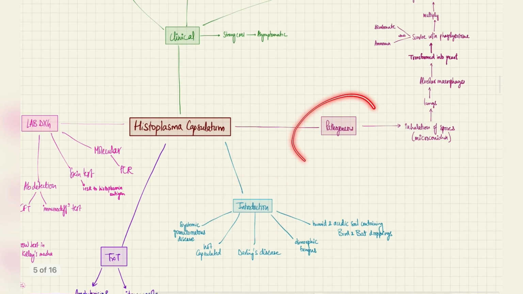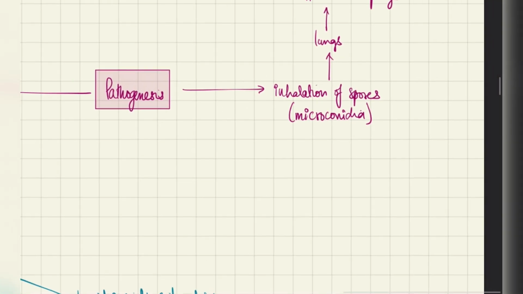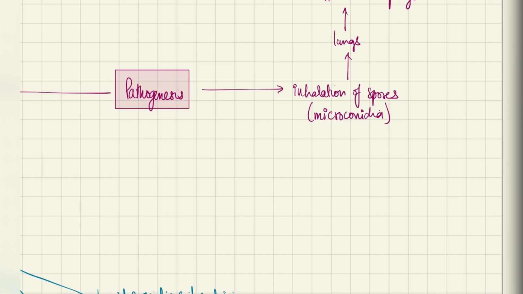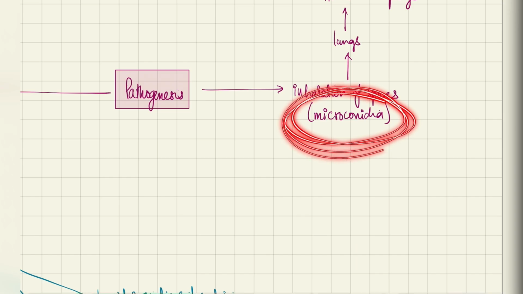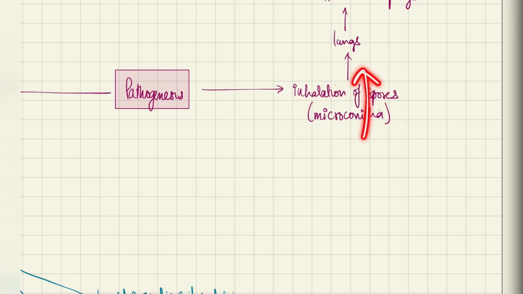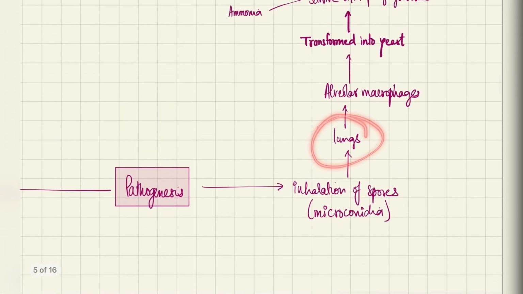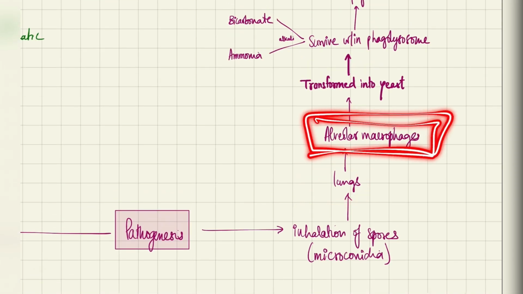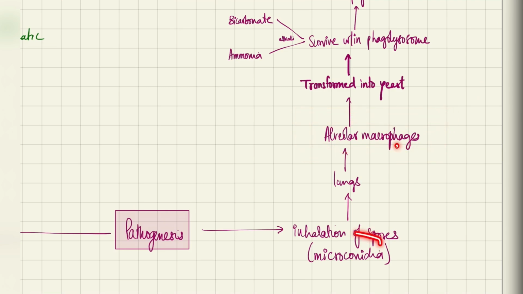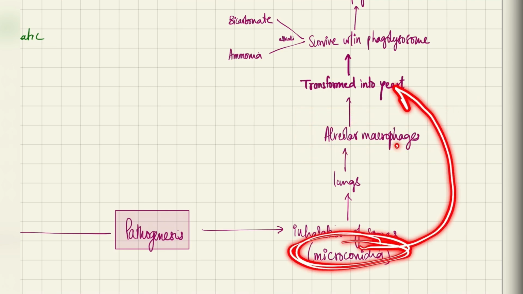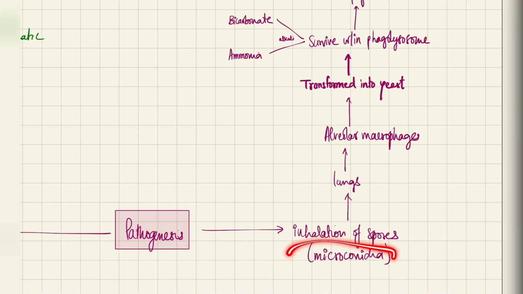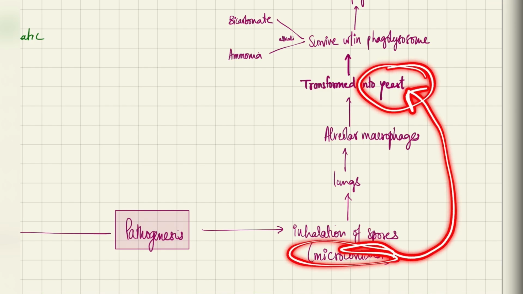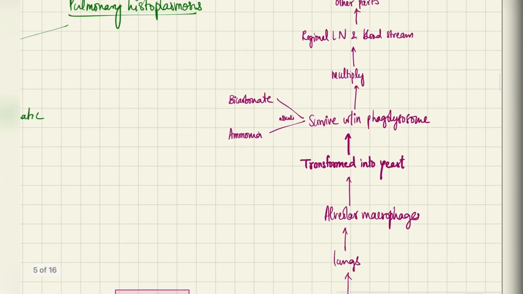After the introduction, let's start with the pathogenesis. This organism spreads through the inhalation of spores, and the spores are basically the microconidia. So there is inhalation of spores and they go into the lungs. In the lungs, they are ingested by the alveolar macrophages, and inside the macrophages, the microconidia transform into the yeast form.